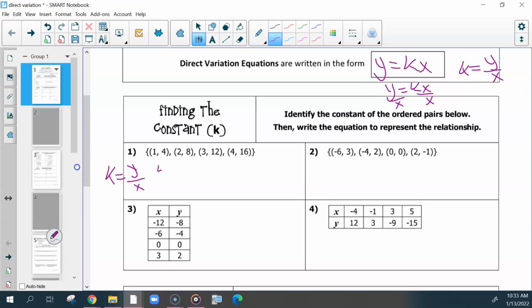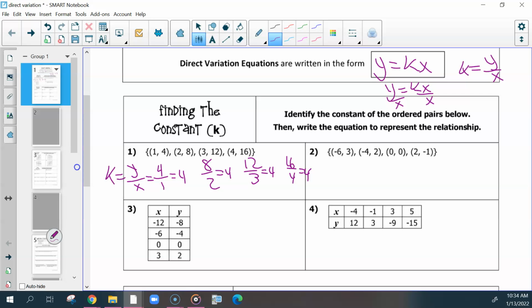So for this, it would be 4 over 1, or just 4. So we could say my constant k is 4, but we need to make sure that it applies for all of the numbers, because it could work for the first one, but not for the second or third, and then that wouldn't be your constant, because it's not the same for all of them. So really quickly, we'll go through and make sure that all of these are 4. 8 over 2, that's 4. 12 over 3, that's 4. 16 over 4, that is 4. Since they are all equal to 4, we can say for sure our constant k equals 4.